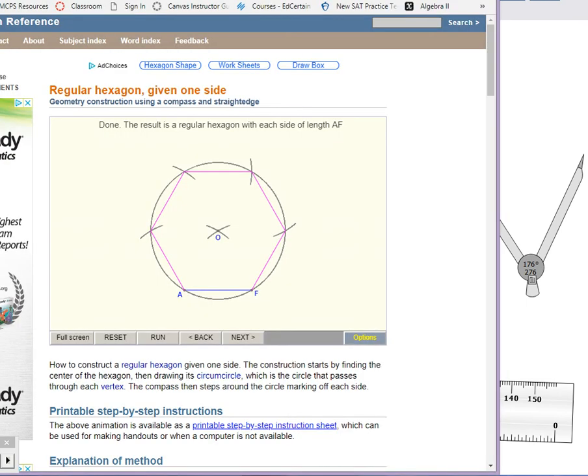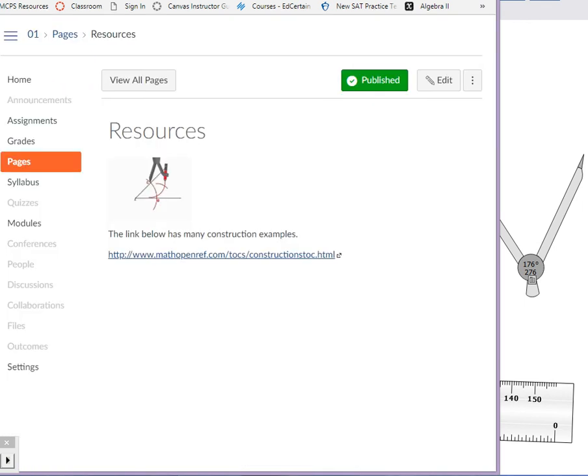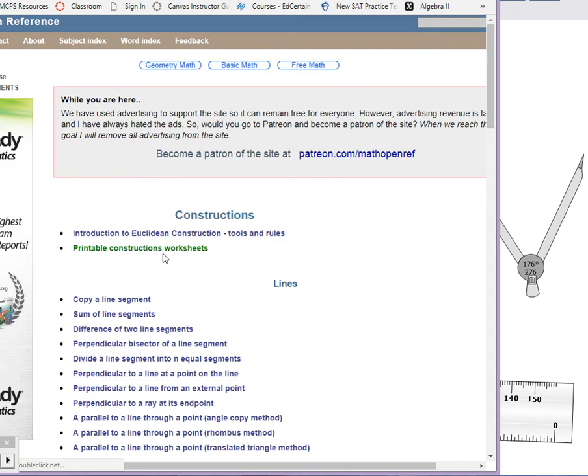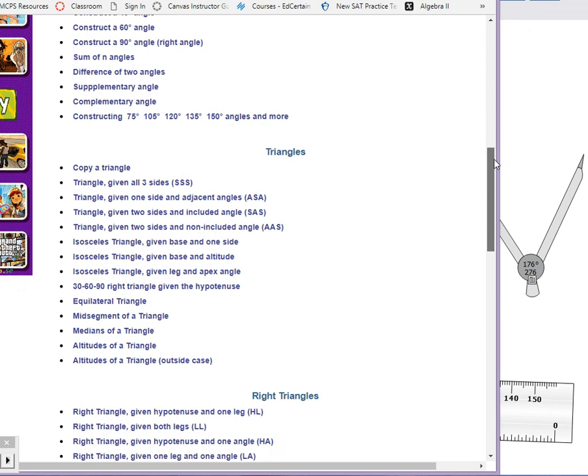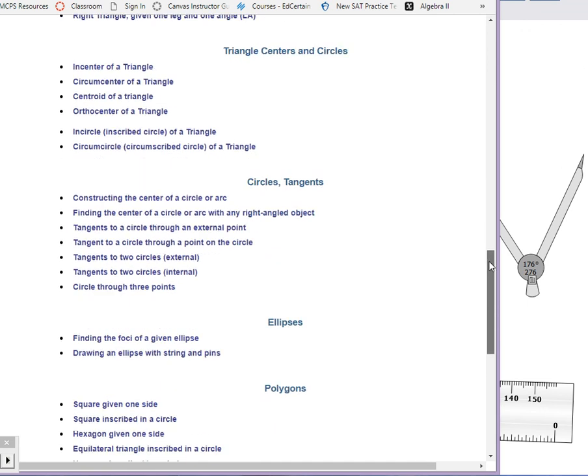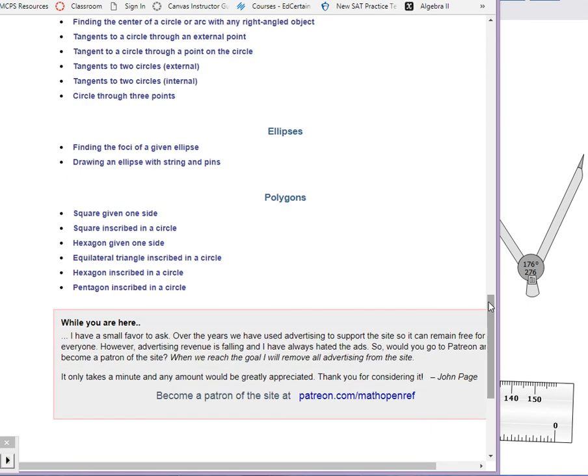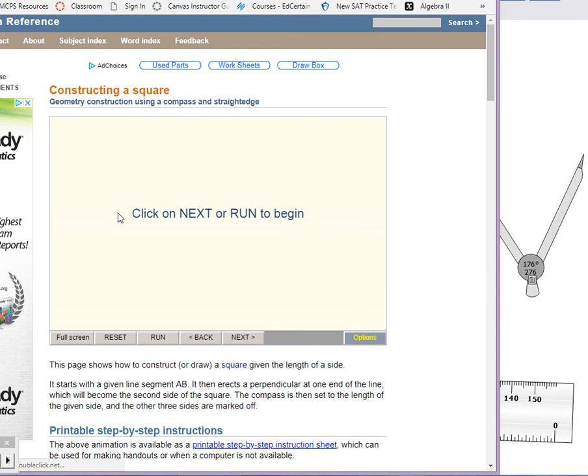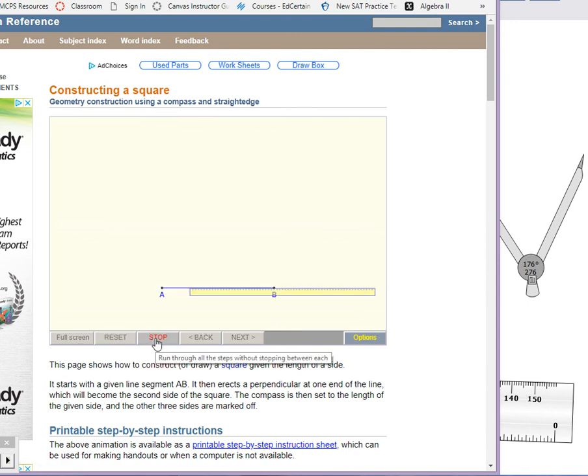Let's check out the video that you can access. Right, so we're in our resources. Now what we just made is a square, and I believe it's all the way at the bottom. So angles, triangles, right triangles, circles, ellipses, polygons. Square is a polygon, and we are constructing a square given one side. So what that looks like is we extend the line, make an arc on either side.